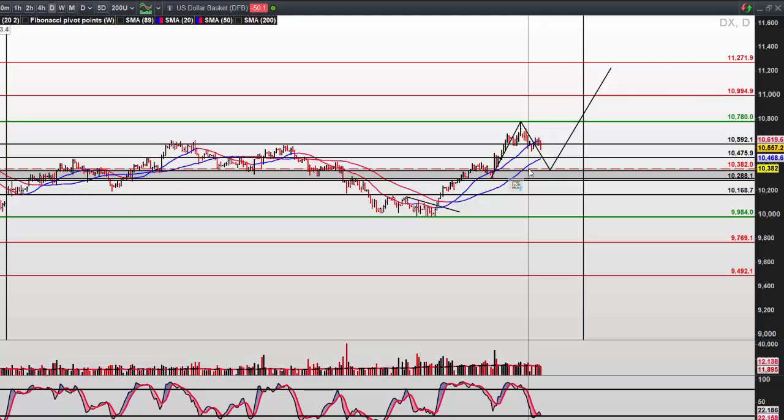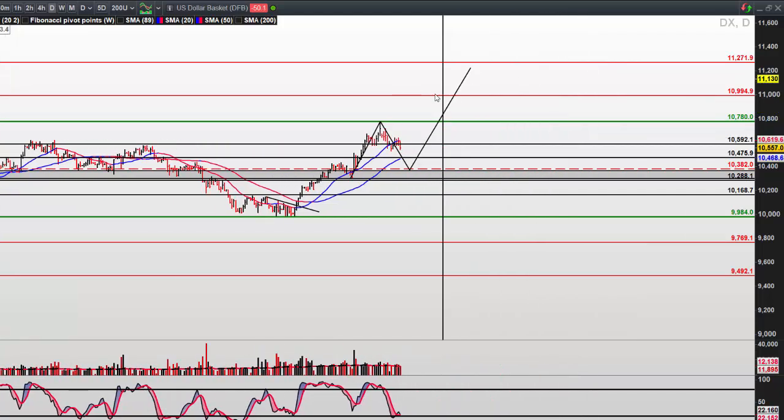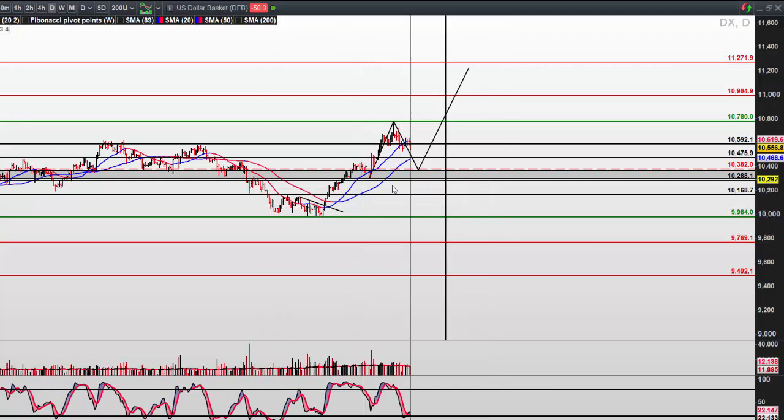If I measure this most recent level, I've just marked off effectively 50% of this last move. If that holds and these Fibonacci ratios hold, we could see a move into 111, 112 next year if that all stacks up. However, this will not stack up if we close underneath this 103.